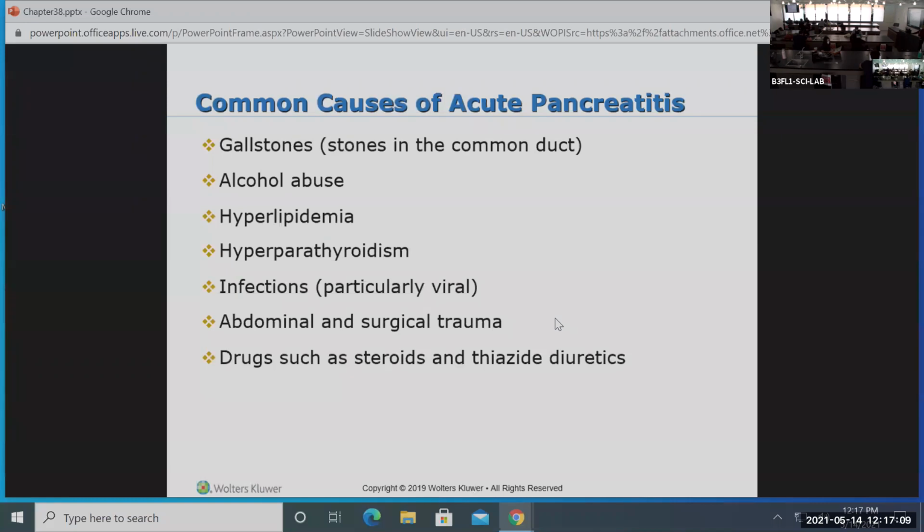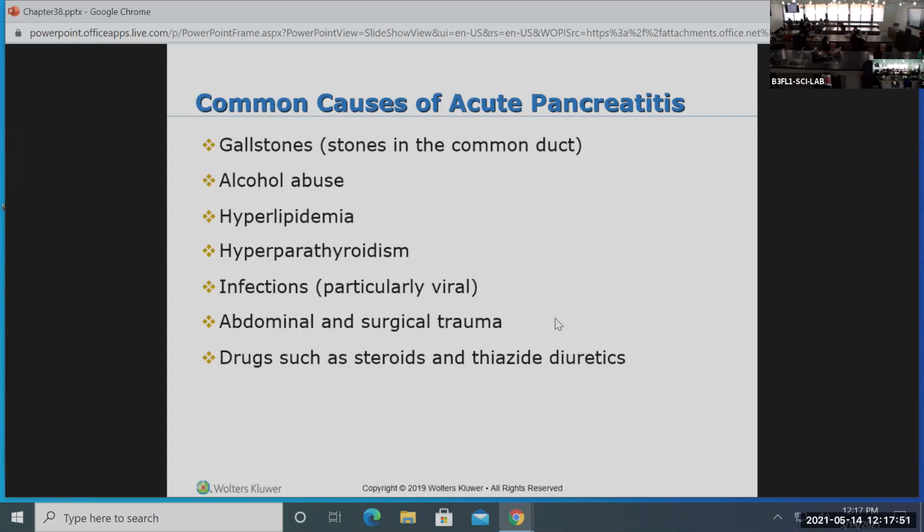Common causes of acute pancreatitis. These are the causes, please remember. Number one is gallstone, stone in the common bile duct, alcohol abuse, or hyperlipidemia. My blood lipid, everything is above normal. My HDL level, my LDL level, my triglyceride level, all are above normal. Hyperparathyroidism, increased parathyroid hormone causes stone.